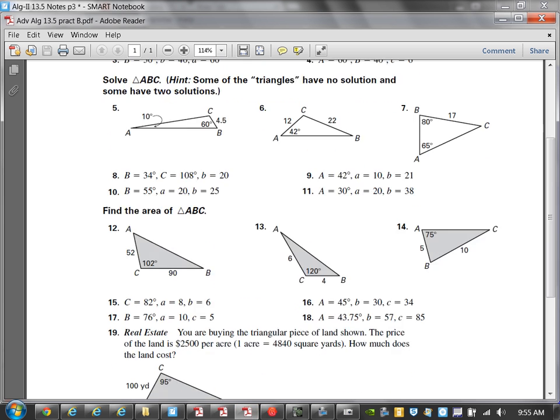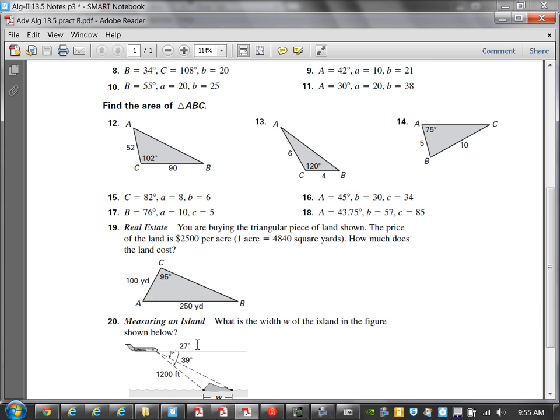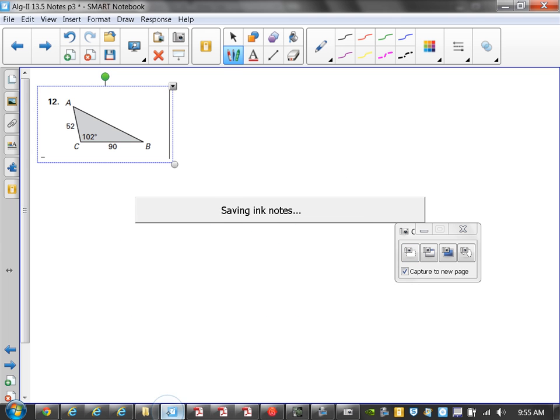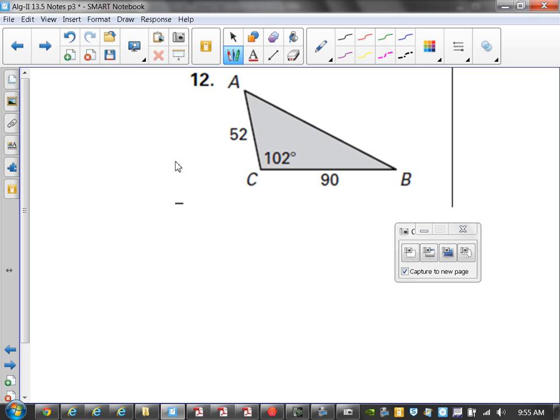If I'm looking at the example for 12 and 13, number 12, we have a side angle side scenario. So it's 1/2 of 90 times 52 times the sine of 102. Press the buttons, bada bing, bada boom, and there's your area. And that's really all that we have left over. Now you know how to solve for 2 triangle scenarios within the law of sines, as well as how to do the areas.